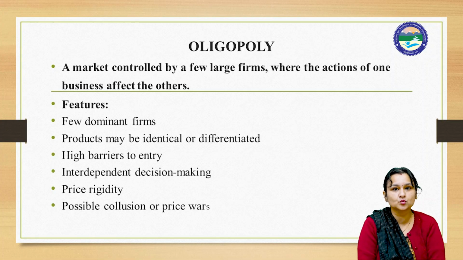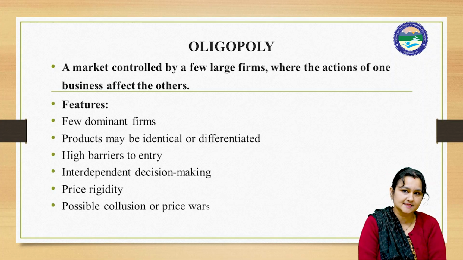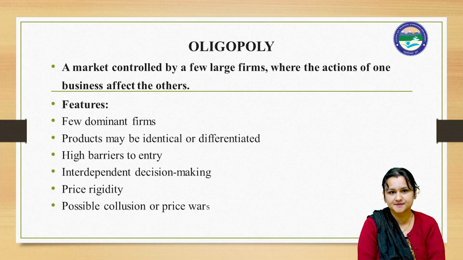It is very tough to enter the market, and there are interdependent decisions, meaning each firm's pricing and output decision depends on the action of its rival firms. There are very few firms and they are rivals of each other, so they make very intense competition among themselves. So each firm's pricing, even its output decision, depends on the action of its rival firms.